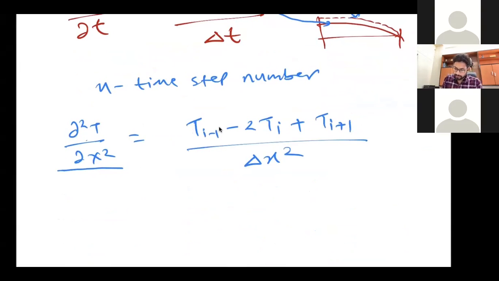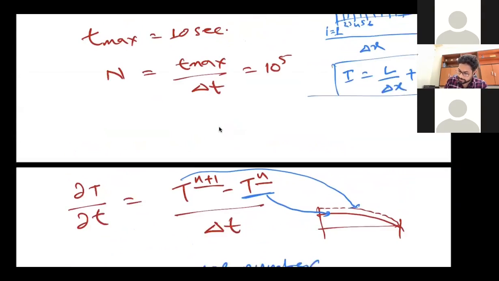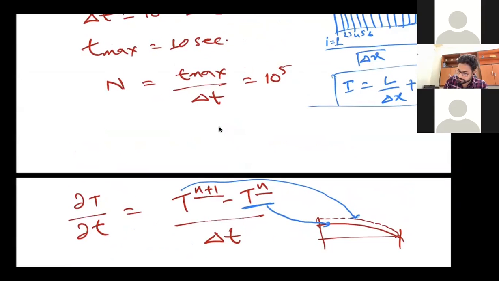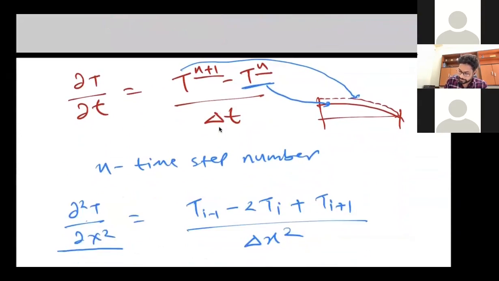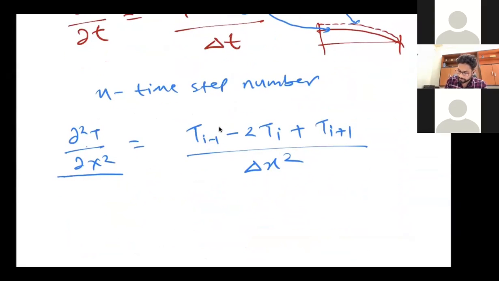Okay, I hope you are able to follow it. So delta x square is the size of the grid that we defined before. Because it's dx square, we use delta x square, and because it's a double derivative, we need to discretize it in this way: T i minus 1 minus 2 T i plus T i plus 1.